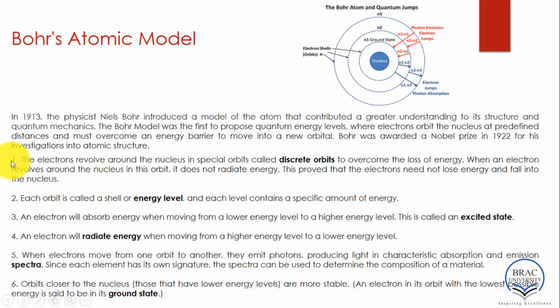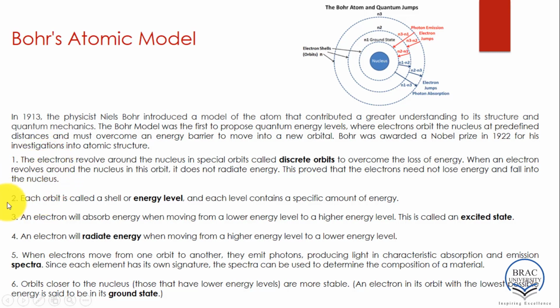The first postulate is that electrons revolve around the nucleus in special orbits called discrete orbits to overcome the loss of energy. You remember in Rutherford's atomic model, electrons could lose their energy due to the motion, but according to Bohr, electrons will move in a discrete orbit so that they won't lose any energy. That's because when an electron revolves around the nucleus in this orbit, it doesn't radiate energy. This proved that the electrons need not lose energy and fall into the nucleus. That was the major limitation of Rutherford's atomic model, and Bohr gave the proper solution to it.